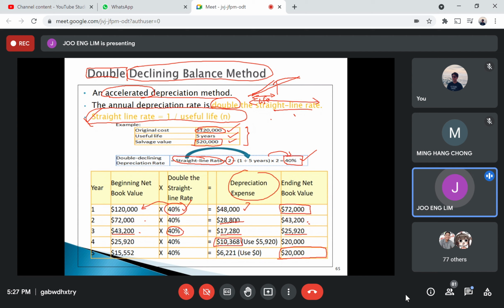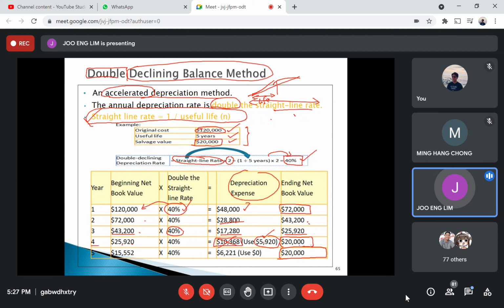So instead of using the full 40%, what you have to do is find the value where this minus this will give you 20,000. Because it's already below 20,000 and you need to keep it at 20,000. You keep it at 20,000. So in that sense, you have to use this minus 20,000, then only you are able to find the amount that is allowed for depreciation in year 4. Clear? So you cannot use this, you have to use this.